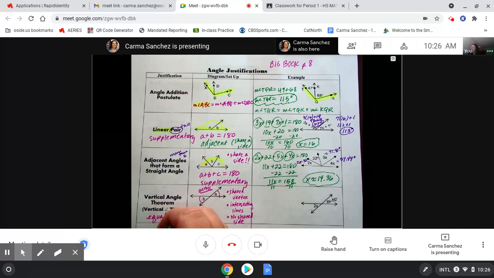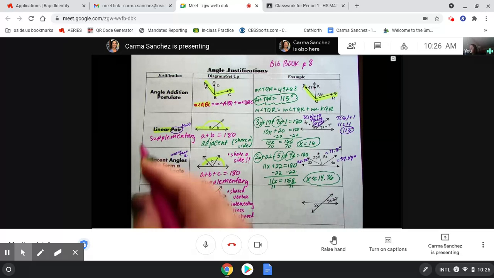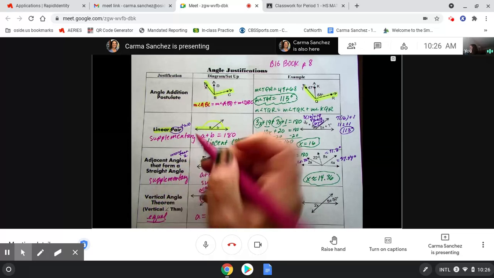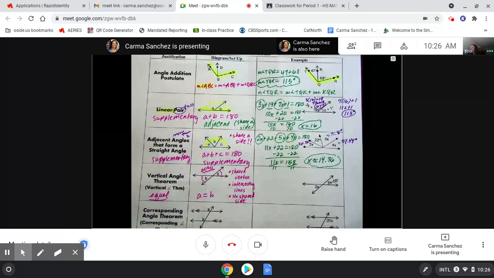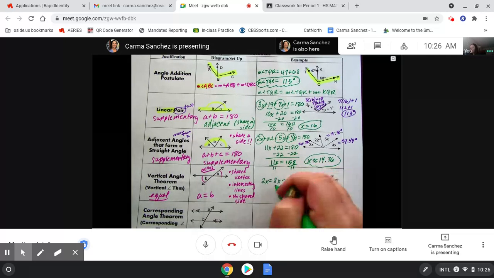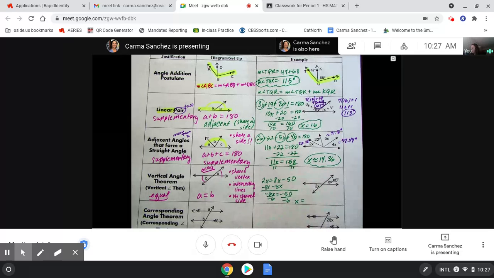Vertical angles are equal. Okay, so this one up here is supplementary. This one is supplementary. These ones are equal. So when we're given this, when we go to solve, we're going to take these two vertical angles and we're going to set them equal instead of to 180. We're going to minus 8x from both sides. Negative divided by negative gives us a positive. We should always get positive angle measures, just as an FYI, or something went wrong.